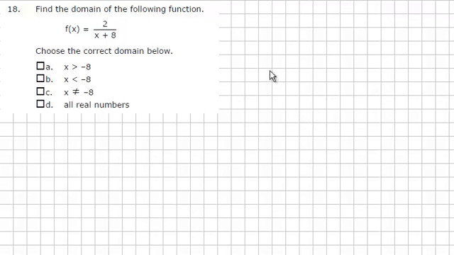Find the domain of the following function. f of x is equal to 2 divided by the quantity x plus 8. So let's make sure we understand what it is that we're trying to find. We're trying to find the domain of the function. What is the domain of a function?